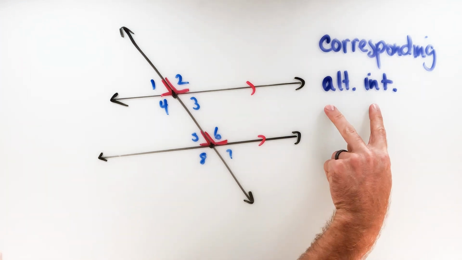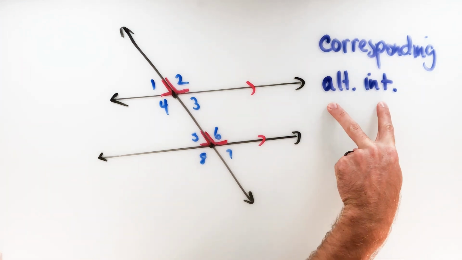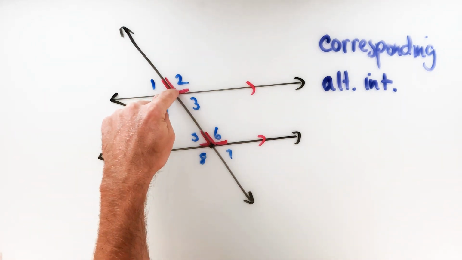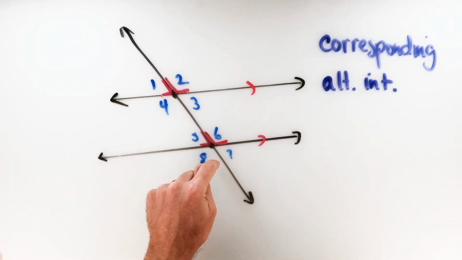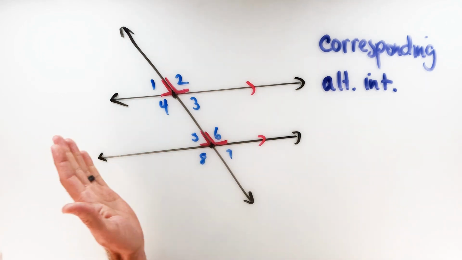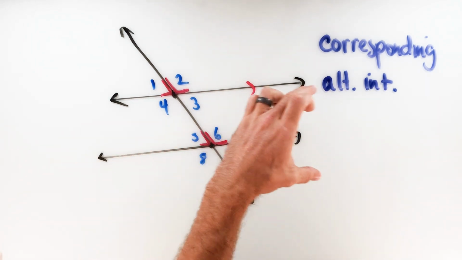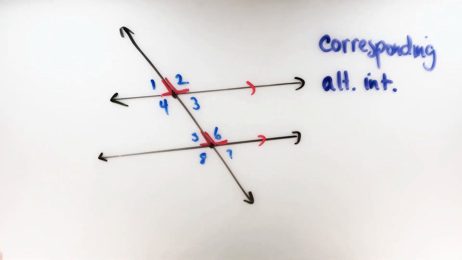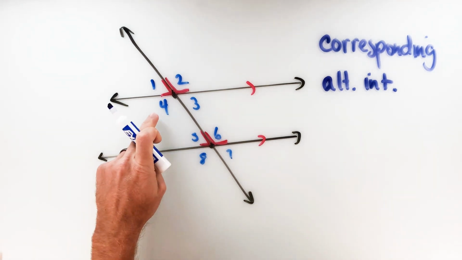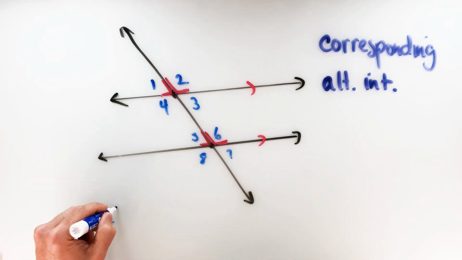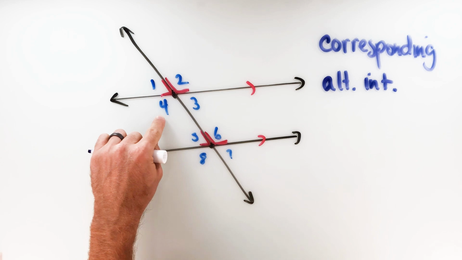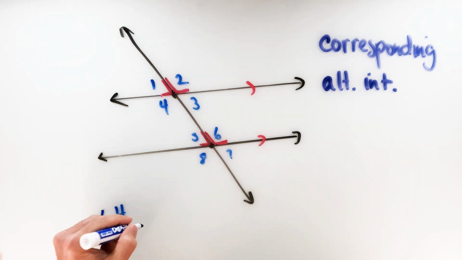So when we put these 2 pieces together, alternate interior, we're looking for 2 angles, one at this intersection and one at this intersection, that are on opposite sides of the transversal and in between the two parallel lines. We've got two pairs here. So angle 4 would be alternate interior to angle 6.